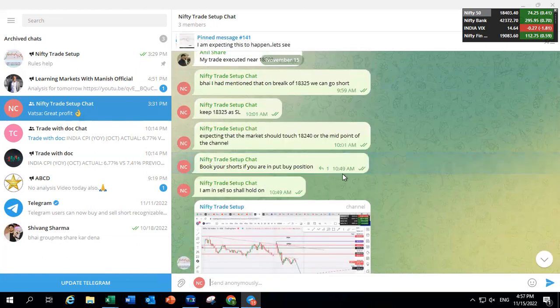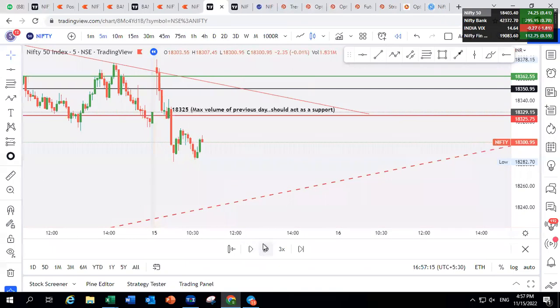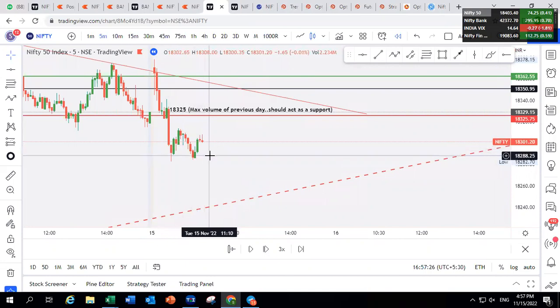At 10:49 a.m. I clearly mentioned that you book your shorts if you are in a put buy position. Why did I? So 10:49, which is 10:35, 10:45, and this candle at 10:49. I mentioned that book your shorts at 10:49, this candle, because what I saw is that the market is not behaving, is not going down further.